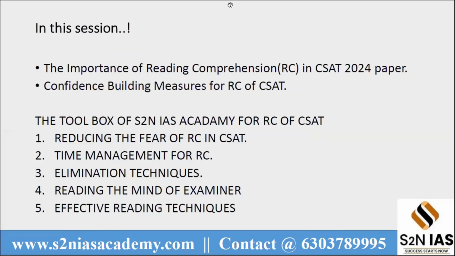So I would like to launch this session. In this session, we are going to launch the toolbox of S2N IAS Academy exclusively for the reading comprehension section of CSAT. In this toolbox, we are going to provide you 5 tools. These will act like the Panchapandavas who won the war of Kurukshetra against the evil forces. At the same time, CSAT is no less than the Kurukshetra war, and reading comprehension has been especially difficult in the last couple of years. For that, it is natural that you will have fear of RC the day before the exam.